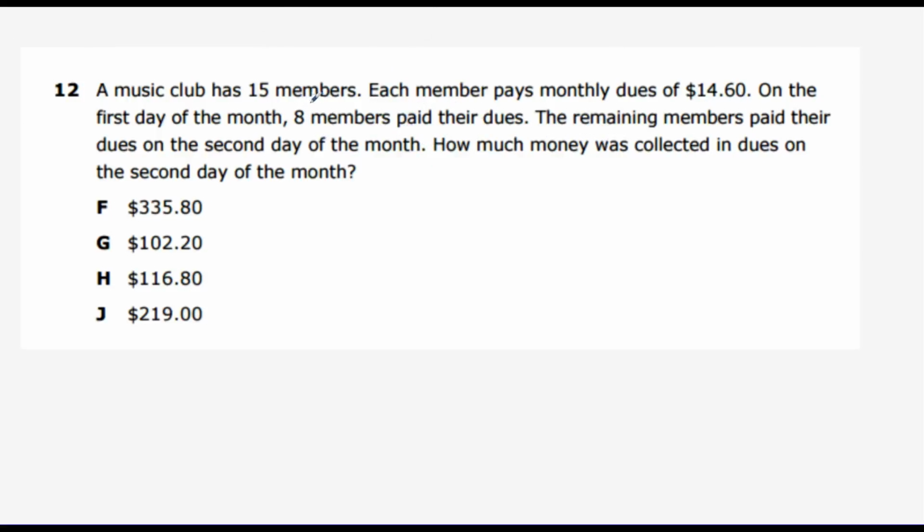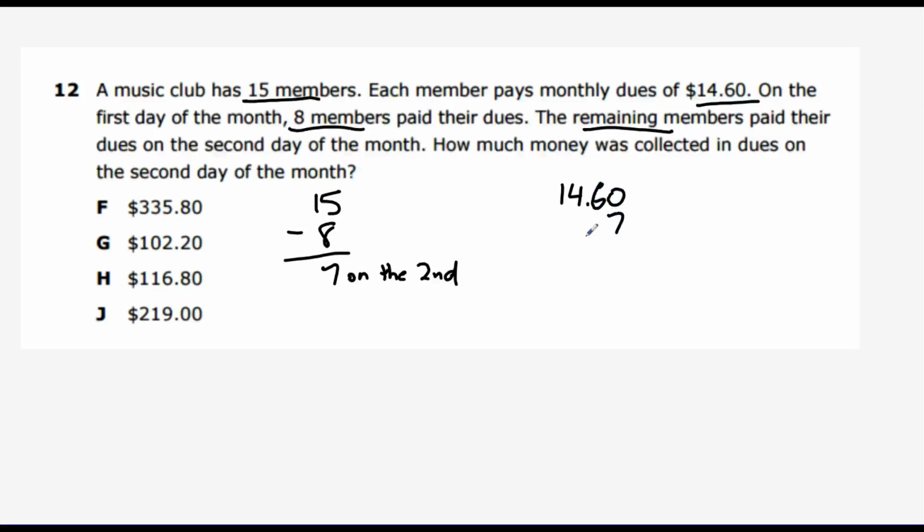Okay. So 2 steps here. They have 15 members. 8 paid the first day. Everyone else paid the second. So how many people is that? So 15 total minus 8 on the first day is 7 on the second. So 7 people paid on the second day, and each of them paid $14.60. $14.60 times 7.